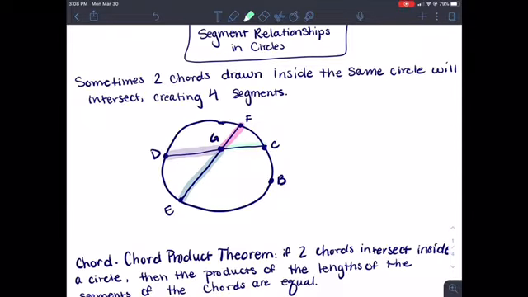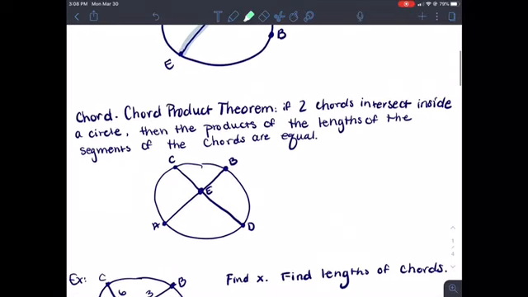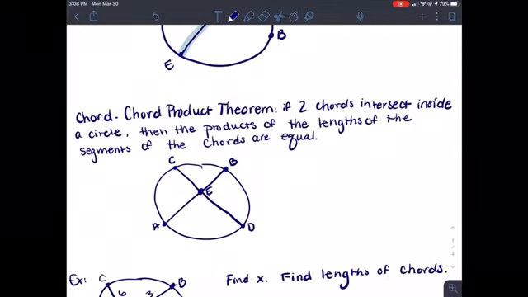We're going to go over some different theorems and properties that relate to these segments in this lesson. The first theorem is the chord-chord product theorem. This states that if two chords intersect inside a circle, then the products of the lengths of the segments of the chords are equal. Basically, AE times EB equals CE times ED.